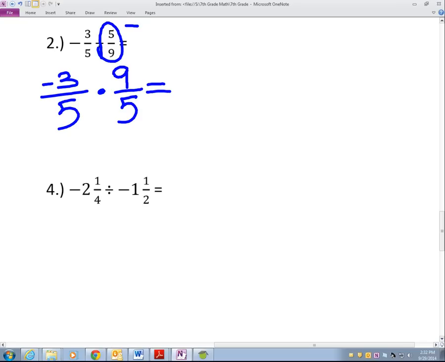Okay? I can't make this any more simple. So we just cross multiply. I'm just going to do negative 3 times 9, which is negative 27. Okay? Because we could do cross cancellation, but there's nothing that goes into ourselves.